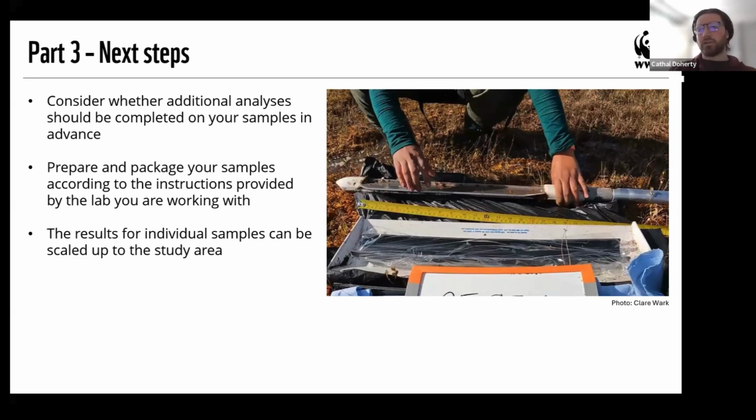And then lastly, I want to discuss a little bit about taking those individual results and scaling them up to the study area to provide a whole ecosystem or a whole study area type of estimate. So next slide, please, Emily.